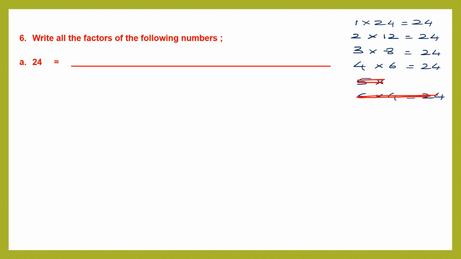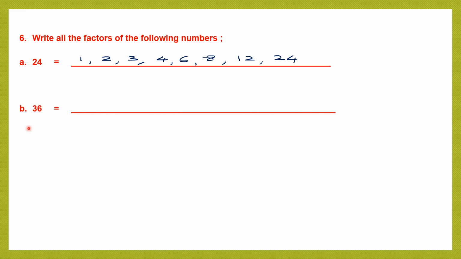Let's write it down. 1, 2, 3, 4, 6, 8, 12 and 24. These are the factors of 24. Let's write the factors of 36 in the same way. So 1 into 36 is 36.